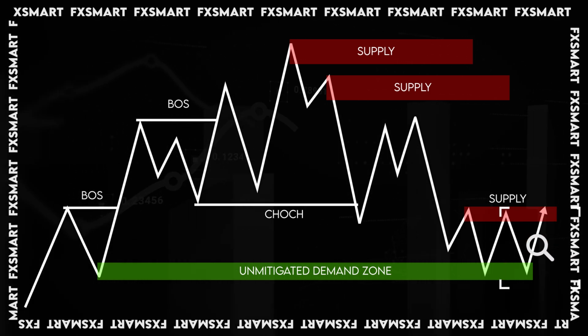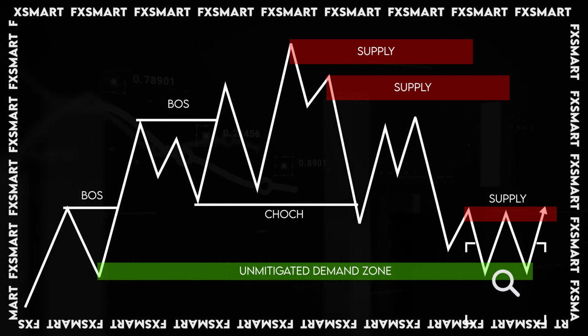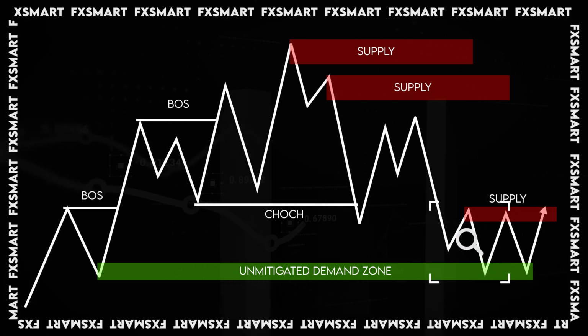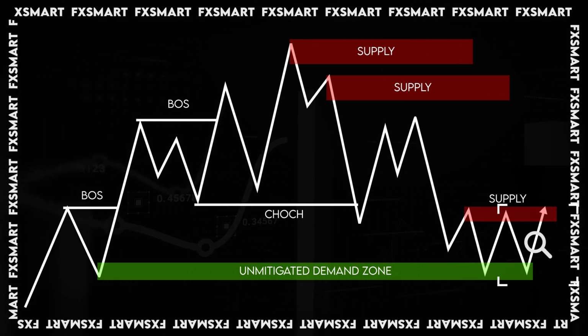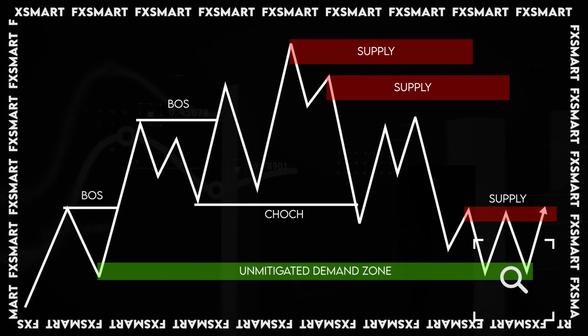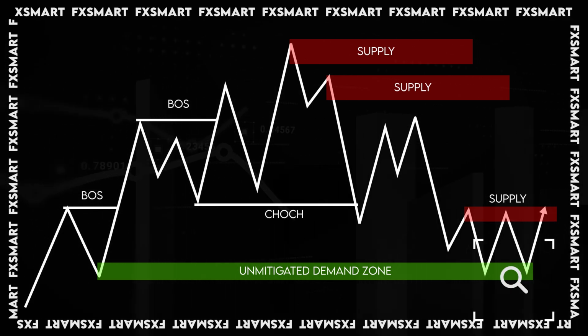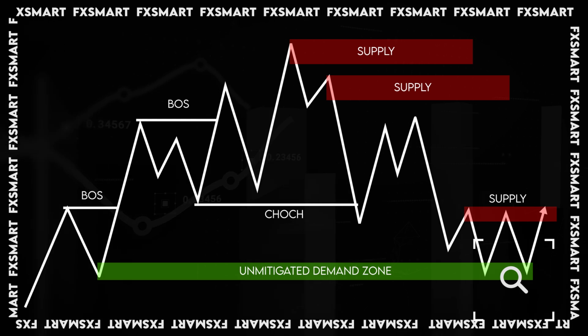At this juncture, a battle between supply and demand typically unfolds, which can lead to consolidation, with the market moving between the supply and demand areas. Eventually, a breakout above or below this range reveals which side, buyers or sellers, has gained control of the market.